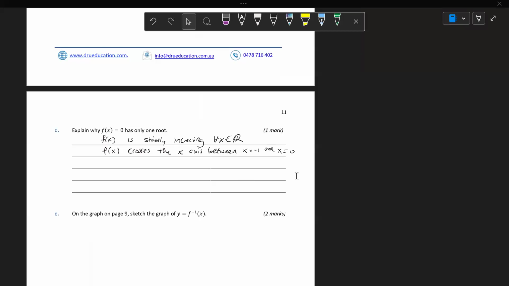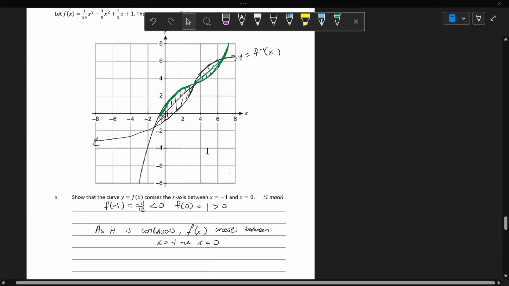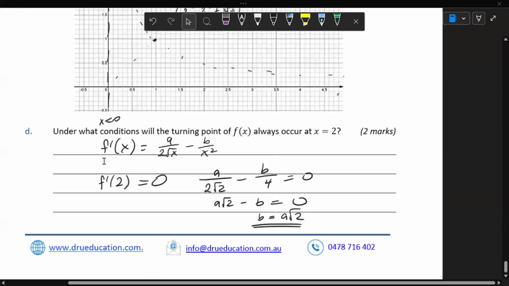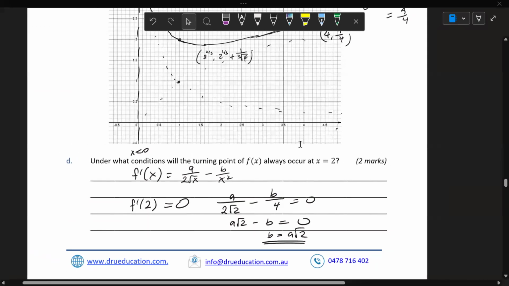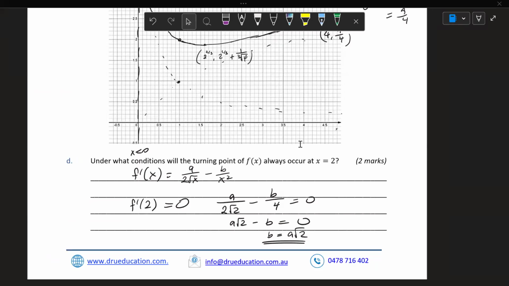Next question. 2D, conditions for the turning point. This one is a very vague question. I thought there was more to it, but you just have to find some condition that makes this turning point always occur at x equals 2. And the only way you can do that here is by making sure that f dash 2 equals 0. And that's literally just it.